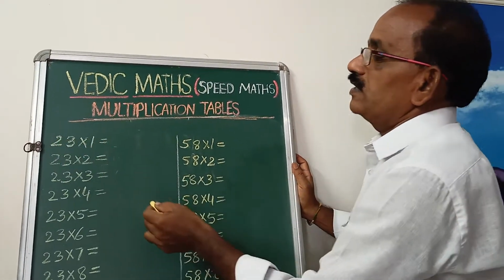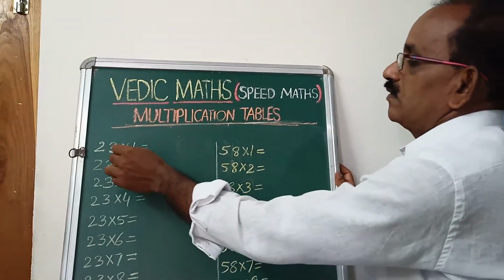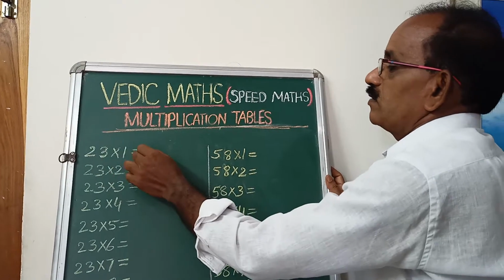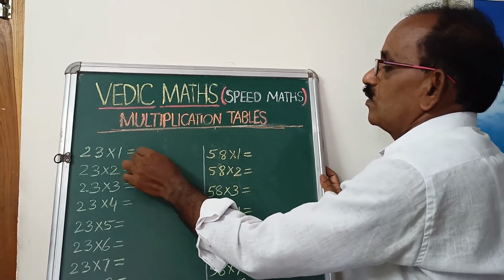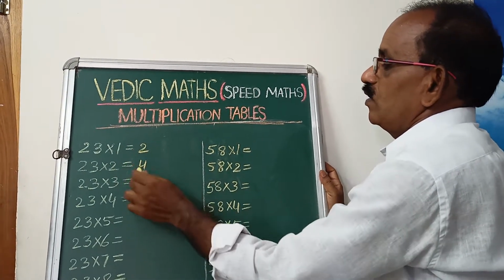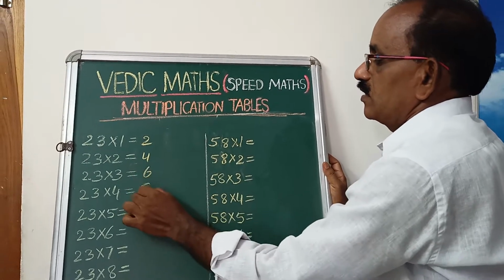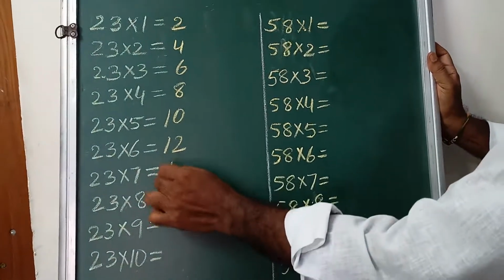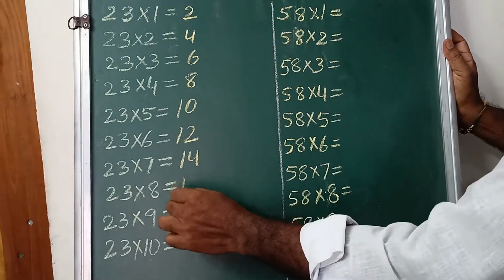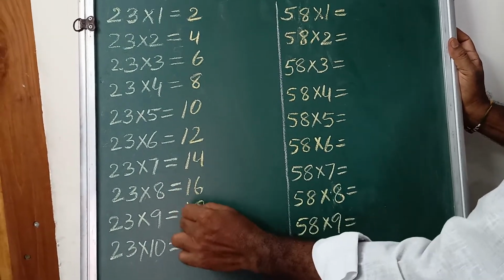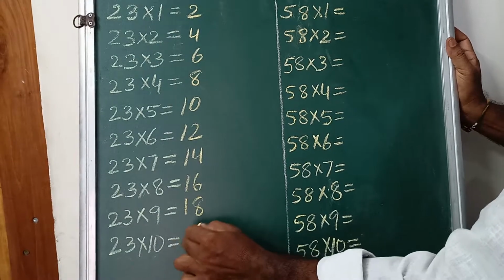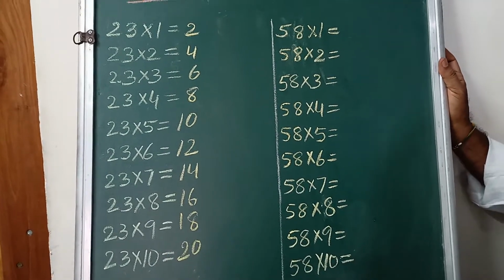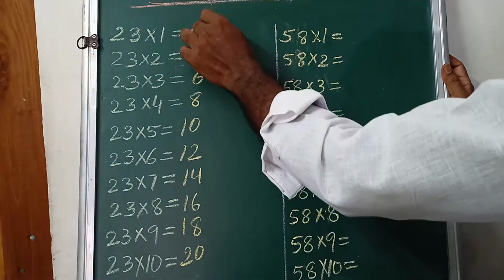First, we take the 23 table. First, the 2 table: 2 ones are 2, 4, 6, 8, 10, 12, 14, 16, 18, 20. Slash.